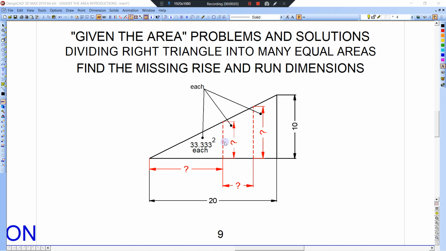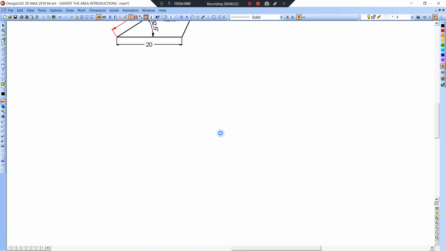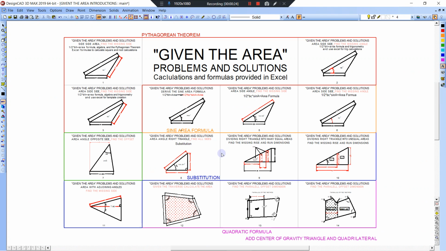We're into substitution. In this case, we're dividing a right triangle into many equal areas. You can see that this one's 1/2 the base times the height is 100. So we're going to solve for the missing sides for each triangle that subdivides that into 3 equal areas. Let's zoom out and show you this is where we're at.